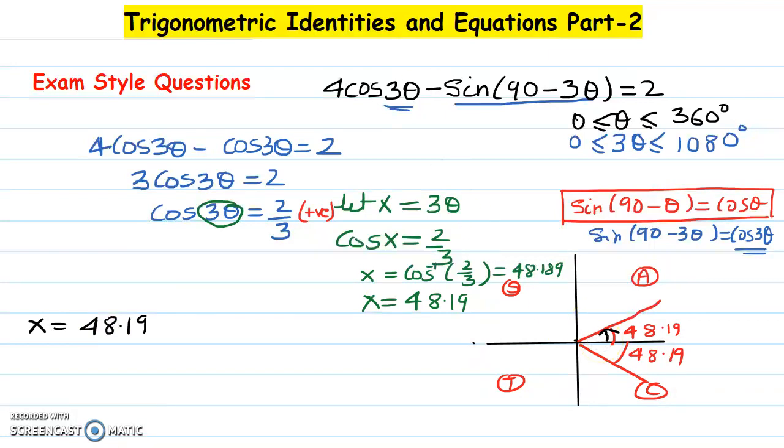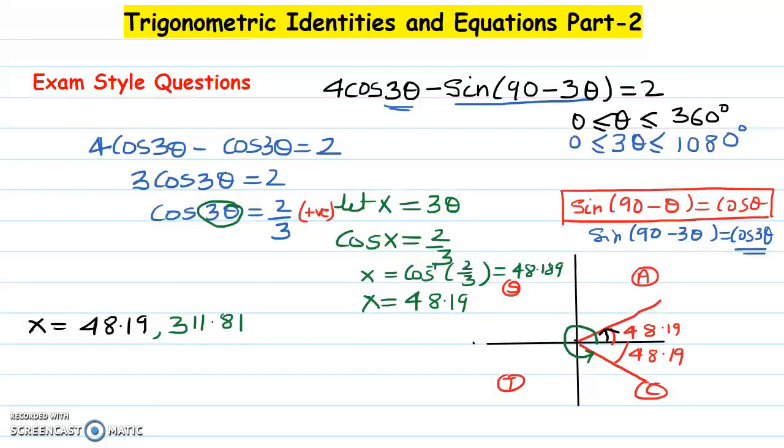Now you take a whole round. Let's change the color. You can see this green color. So a whole round, until here. This will be 360 minus 48.19, so it will give you 311.81. That is the green angle.